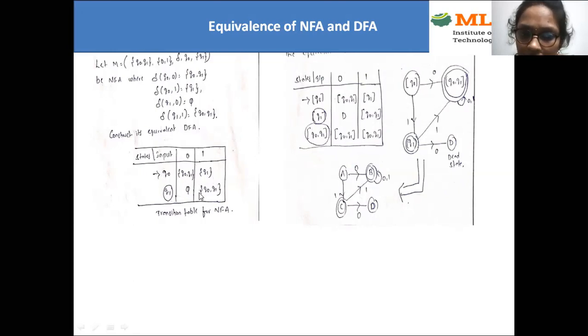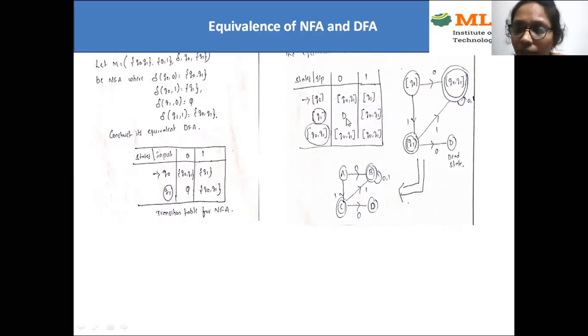These two statements will occur as they are, but in DFA we don't have any phi. Phi means there is no destination, but you should have at least one destination for each input in DFA. So wherever you get phi in NFA, you need to consider it as D, the dead state, in DFA. That is mandatory. So the first two lines are common. Q0, Q1 as it is, but instead of phi, we take D. D is nothing but the dead state.